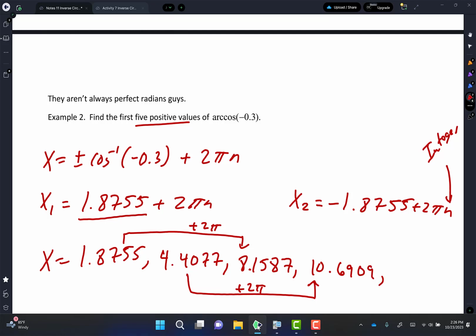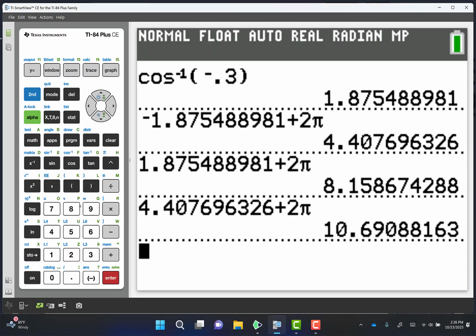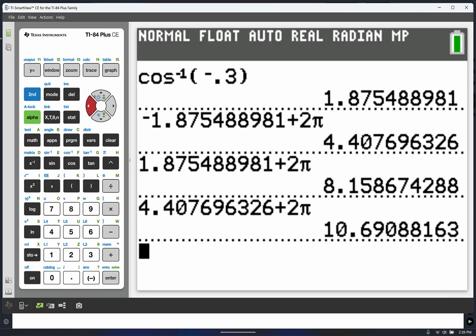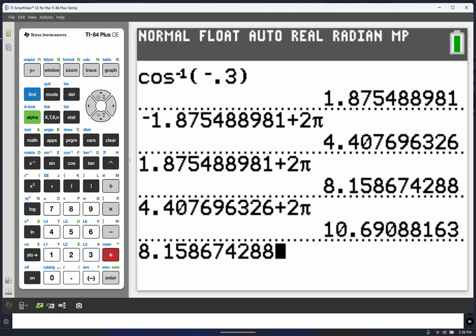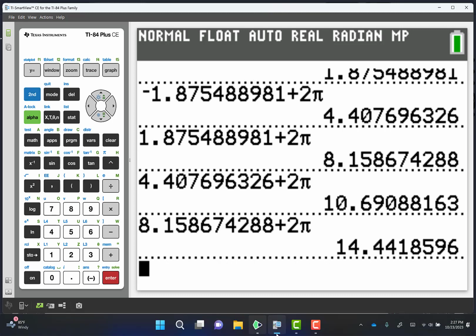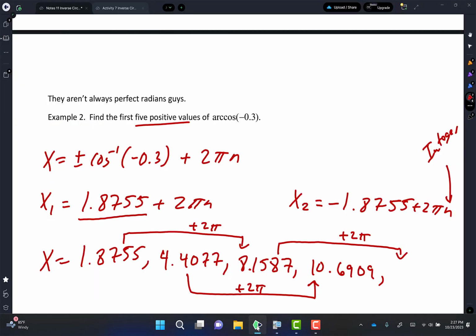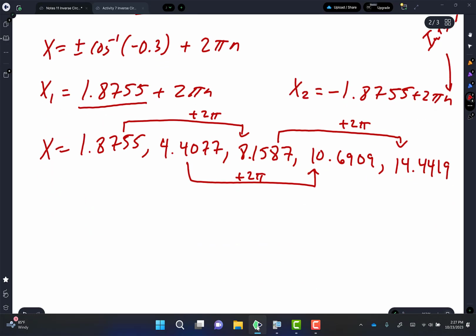One more. Take the 8.158 and add 2 pi. Scroll up, enter, plus 2 pi, enter. 14.4419. And there it is. Those are my first 5.